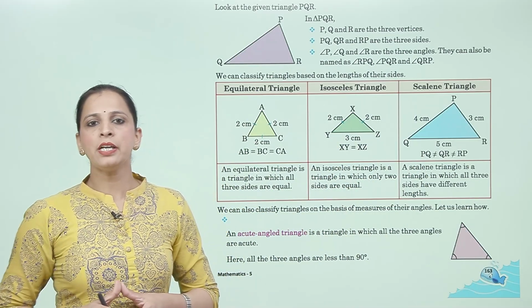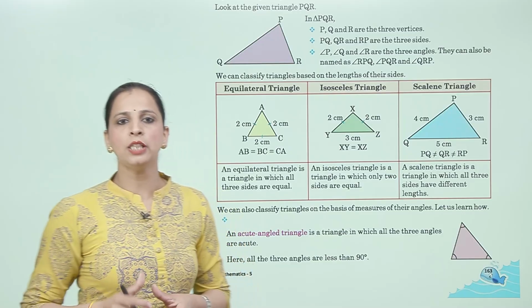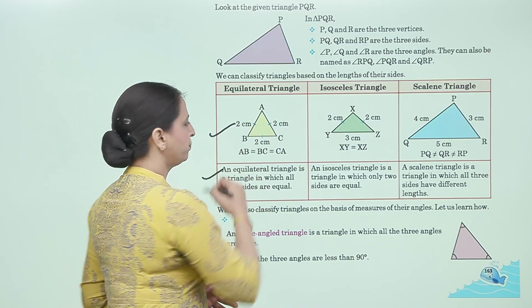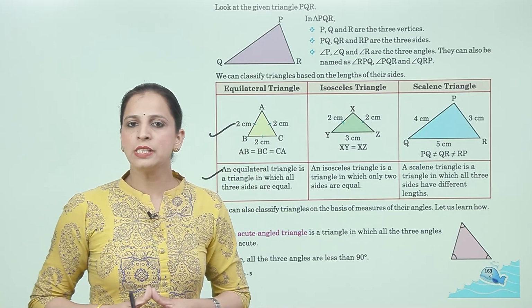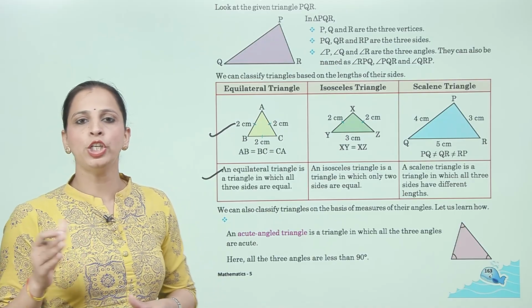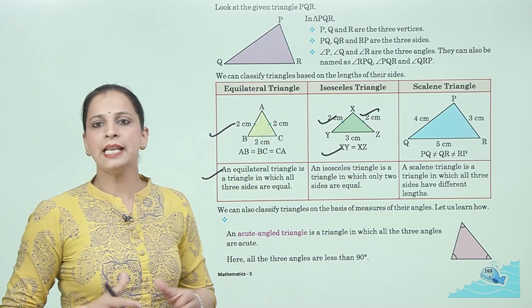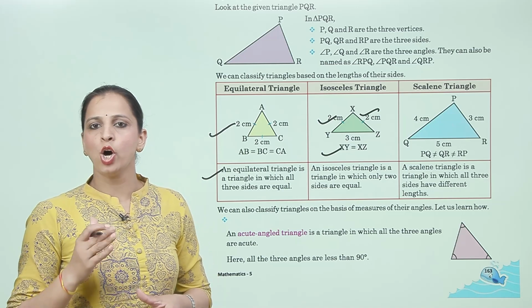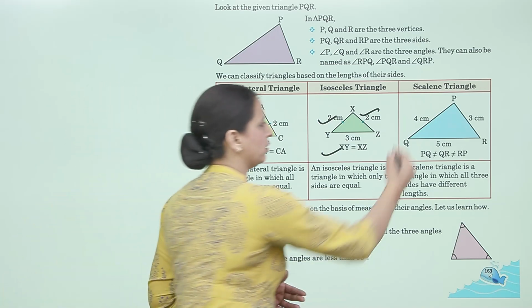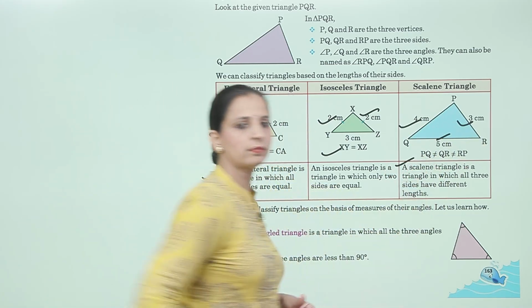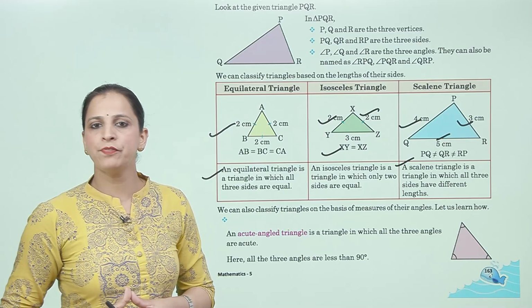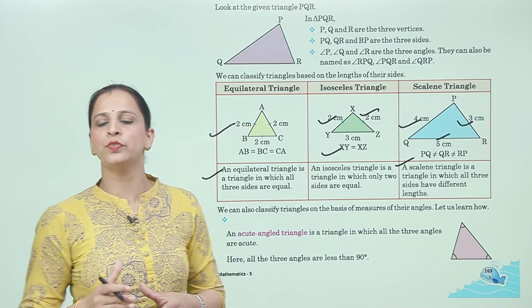Now, an equilateral triangle is a triangle in which all the three sides are equal. Now, an isosceles triangle is a triangle in which only two sides are equal. A scalene triangle is a triangle in which all the three sides have different length. Now, we can also classify triangles on the basis of measures of their angles.